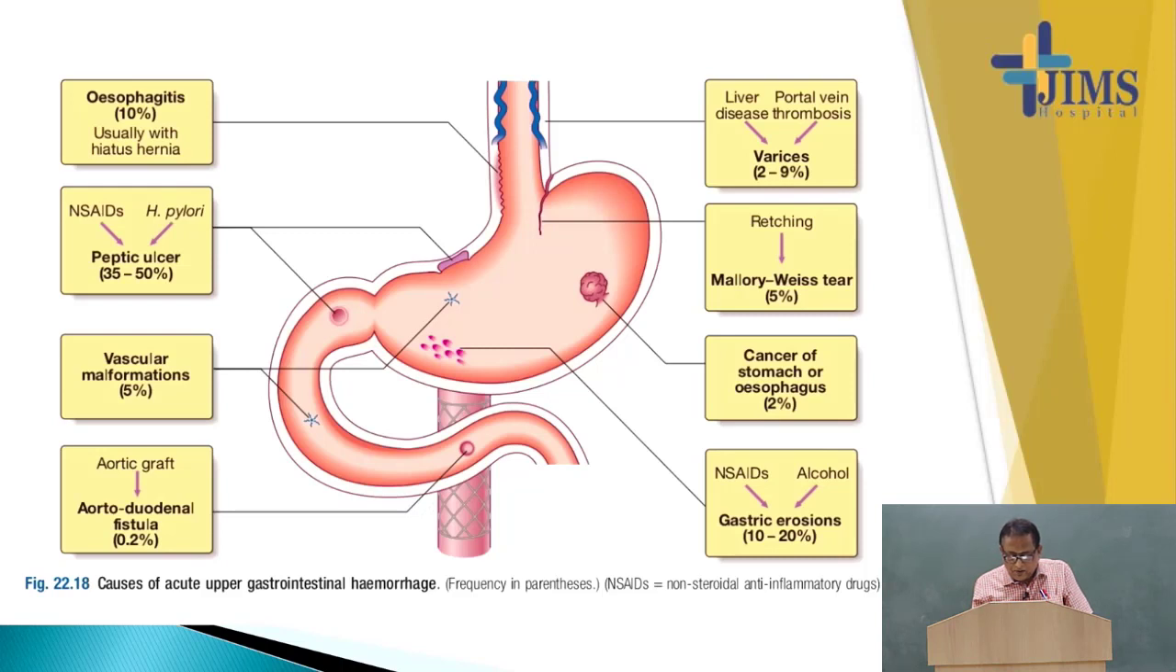Both these together comprise 35 to 50% of the upper GI bleeding. It may also be caused by cancer of the stomach, here it is depicted. Then NSAID and alcohol cause gastritis and gastric erosions that can give rise to 10 to 20%. And very rare causes are vascular malformations and aortoduodenal fistula. This is not important. The two causes you must remember are bleeding peptic ulcers, duodenal ulcers or gastric ulcers, and variceal bleeding, esophageal varices.